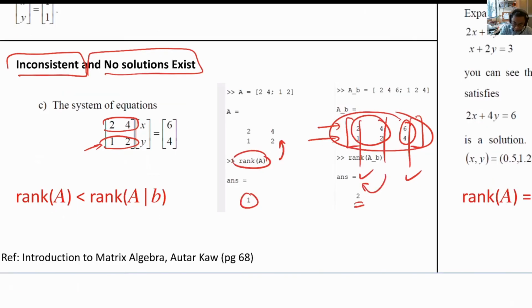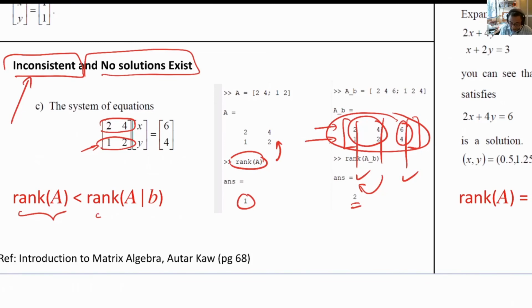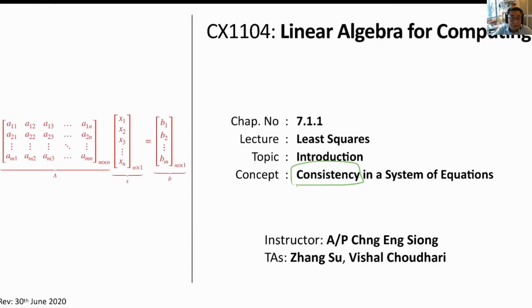Therefore, to repeat, to check whether the system of equations is inconsistent, all we need is to check the rank of A versus the rank of its augmented matrix AB. If the rank of AB is greater than that of A, then the system of equations is inconsistent. So this concludes our discussion of consistency in a system of equations.